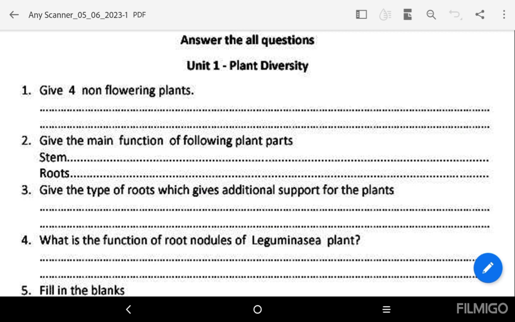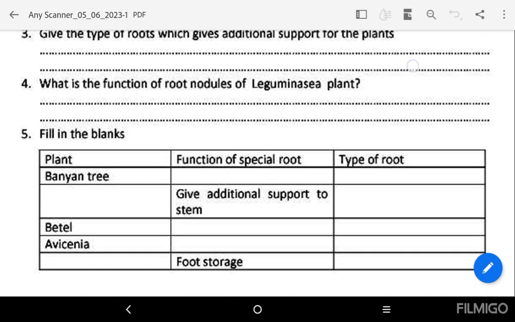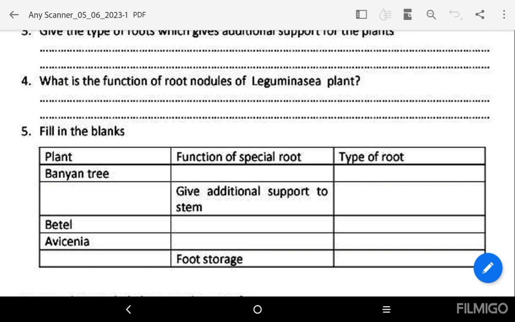So for the fourth question, the answer should be that the root nodules provide nutrients required for the bacteria which live inside them. Question number 5, fill in the blank question. So this question is based on different types of roots. Yes, banyan tree. So what is the special type of root they have? As I told you, they possess prop roots. The special function of this prop root is that they support the branches.